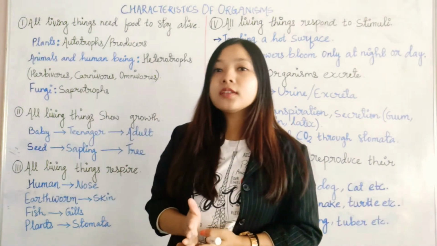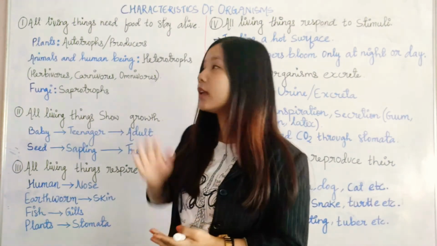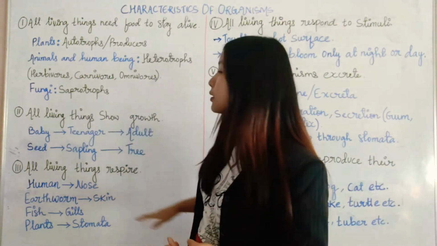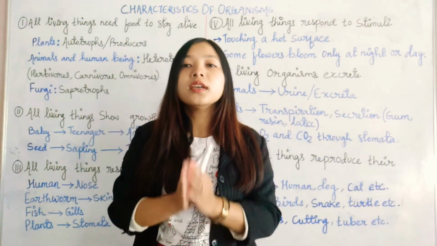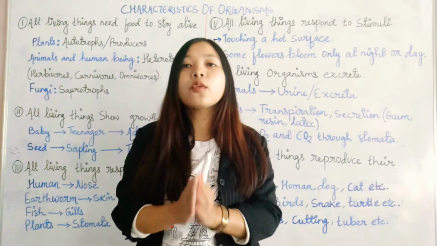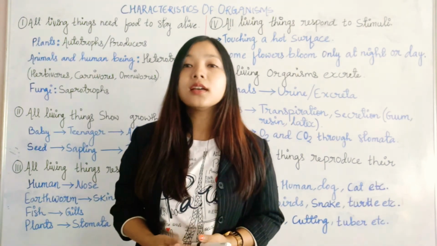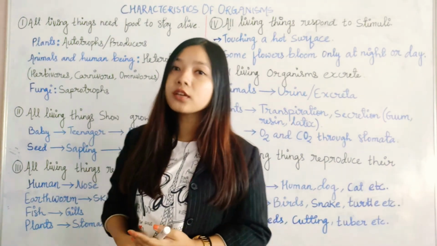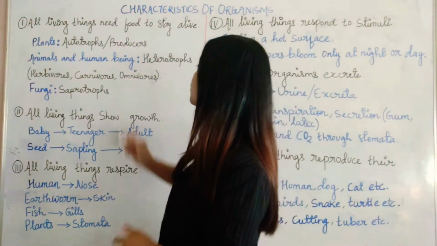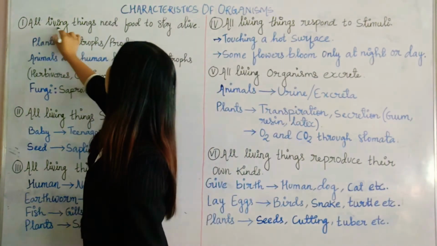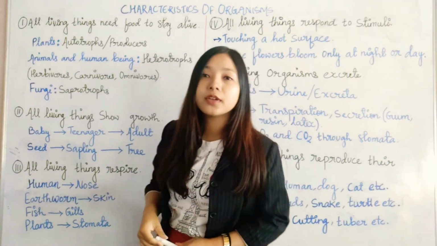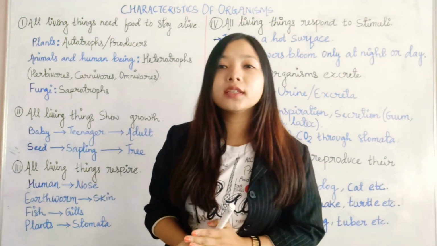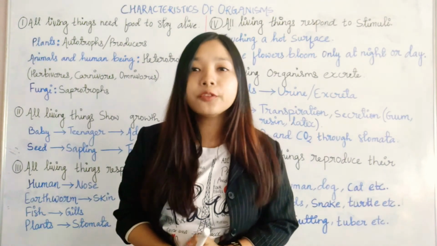For that we must know that these are some of the characters which should be present in a thing for it to be called a living thing. So what are those characteristics? First one is all living things need food to stay alive. That means all living things eat food.